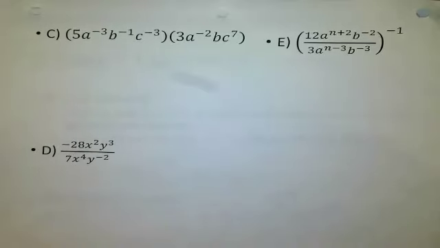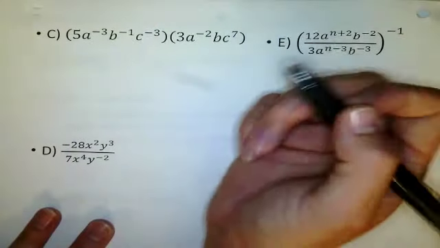All right, so letter C, 5, a to the negative 3, b to the negative 1, c to the negative 3, times the quantity 3, a to the negative 2, b, c to the 7. So, looks really long, looks really complicated, but ultimately this is one giant multiplication problem, right? Are those parentheses really helpful here? Are they absolutely necessary? No, not so much.